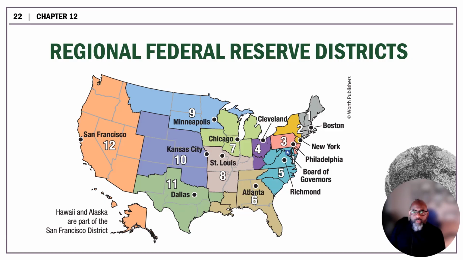This map shows the 12 regional Federal Reserve districts, each with their own regional reserve bank. These districts make up the Federal Reserve System and are each responsible for implementing monetary policy, supervising banks, and providing financial services within their respective regions. The structure helps ensure diverse regional perspectives and that each of these regions is represented in national economic policy decisions.